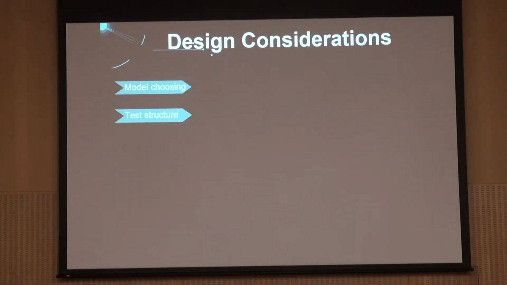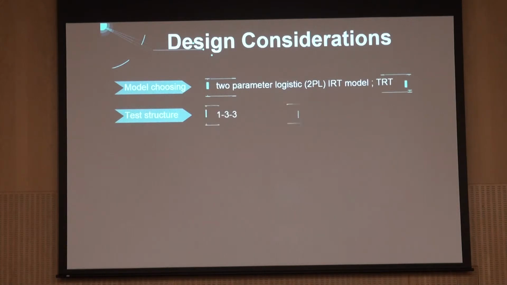On model choosing, we choose to apply the 2-parameter logistic IRT model because a large number of researchers have proved this model to be efficient, and the IRT model for test-like items. And on test structure, we have to think about 2 aspects. The first one is the number of stages. Most recent researchers and applications use 3 or 4 stages.